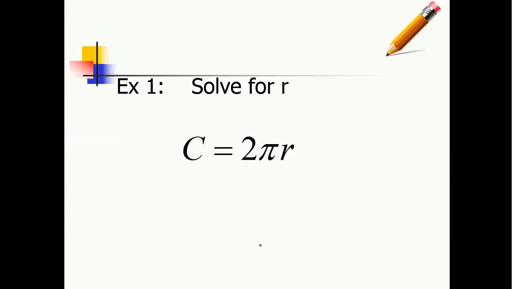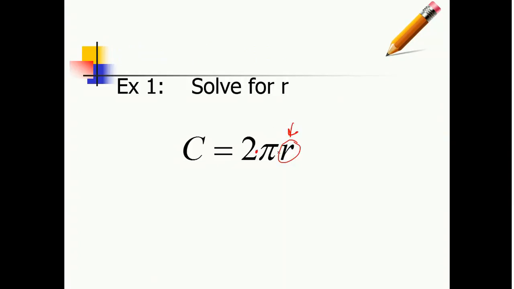Let's try a few examples. So on this one, I'm going to solve for r. C equals 2 pi r. That's the circumference formula for a circle, just bringing that back from geometry. So I need to solve for r. I need to get him all alone. He doesn't play well with others, so I've got to make sure I put him alone. How am I going to get him alone?